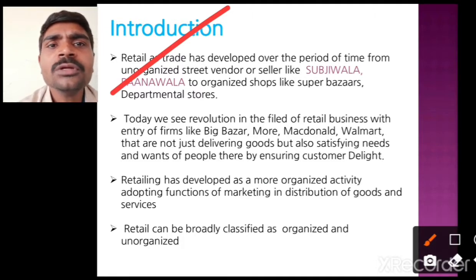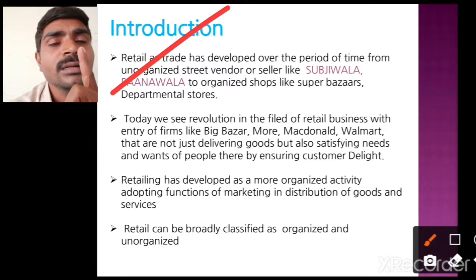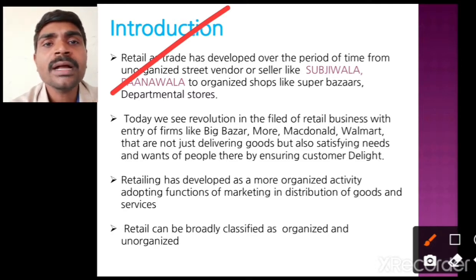Once we enter into the modern retailing, many things we are looking at: Big Bazaar is there, More is there, supermarket is there, Walmart is there, hypermarket is there, then again DMart is there. These people are not only providing the goods and services. See, their intention is what? They are providing the goods and services to the needy people as per their convenience, as per their demand and wants. Their main intention is that the customer should be delighted, the customer should be happy. They are providing the service as per the customer's happiness.